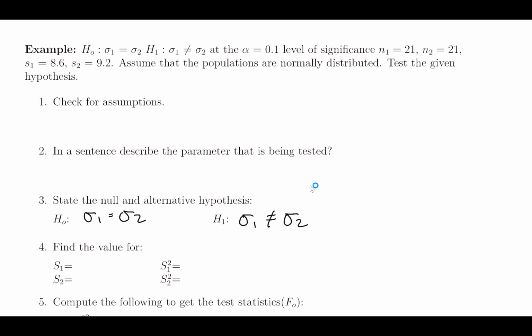And also, if you want, we could just start doing everything else. So we could start putting N1 and N2. So you can say N1 is equal to 21. N2 is equal to 21. S1 is equal to 8.6. S2 is 9.2. 8.6 squared is 73.96. 9.2 squared is 84.64.